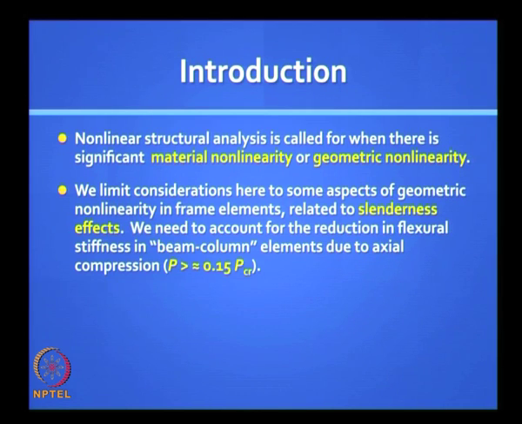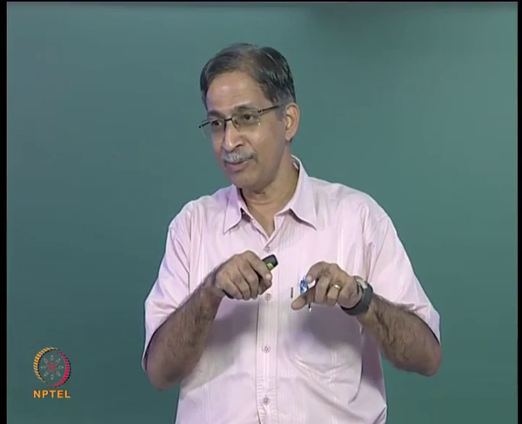But when the axial compression level is high, then it has a major effect in dictating your response. You will be underestimating your response if you ignore the interaction between axial stiffness and flexural stiffness, which we do in the normal frame analysis. Remember, we write EA by L and we put zeros, and we write 12 EI by L cubed. All that will change when there is a coupling between the axial compression and the bending. And so we call such elements beam columns. So we are going to look at those kinds of behavior.